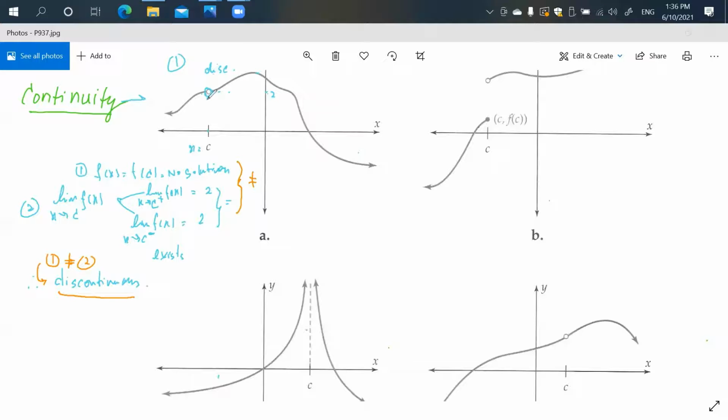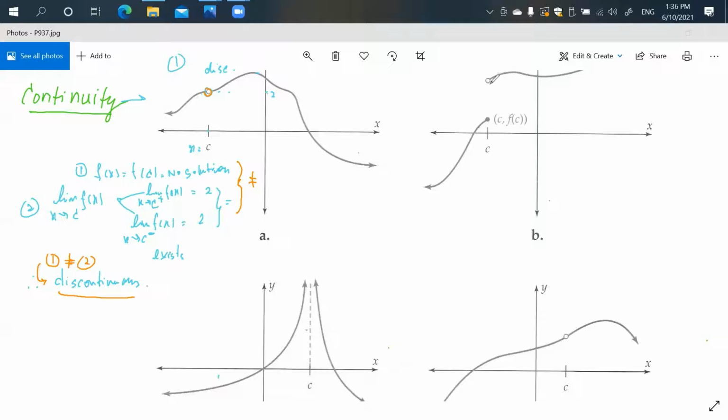Okay, that is only the normal way. If you see it from the graph, in an informal way, if there is an open dot, of course this is discontinuous, because you have to lift your pen or pencil to the other side. Okay, go to the next one.